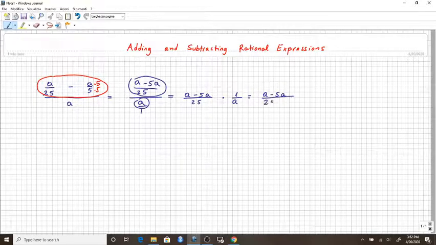divided by 25a. And notice we can still simplify because we can factor out the a at the numerator to get, well, actually, I should have combined this a minus 5a earlier, right? Because we know a minus 5a is negative 4a, so we get negative 4a divided by 25a. As long as a is different than 0, we can simplify this, so we end up with negative 4 divided by 25. Okay?